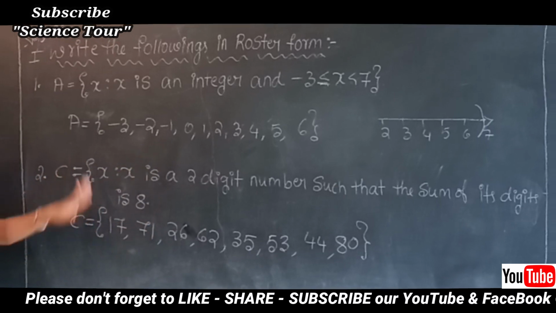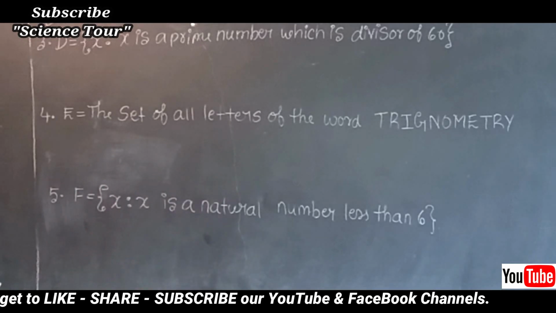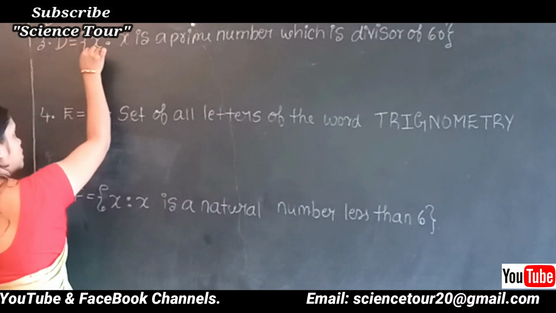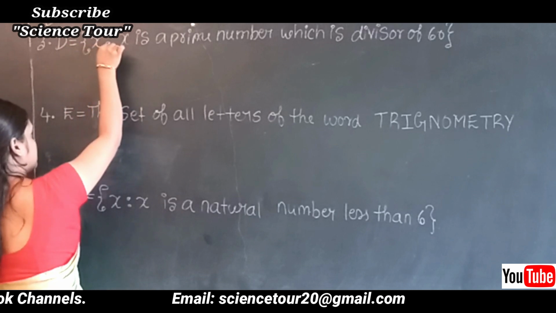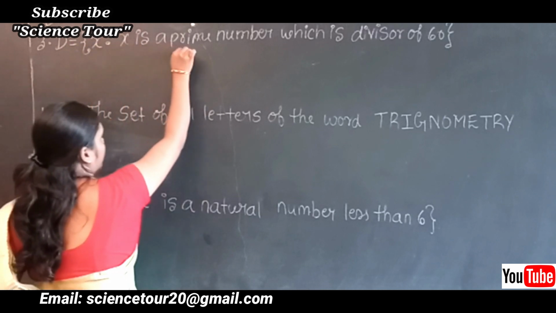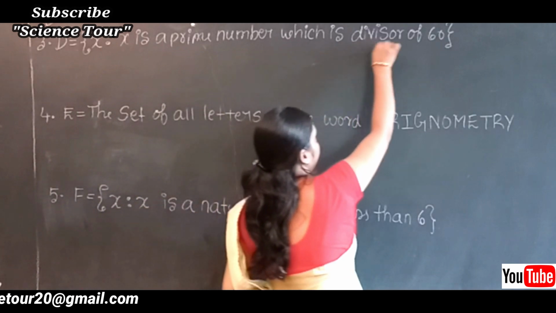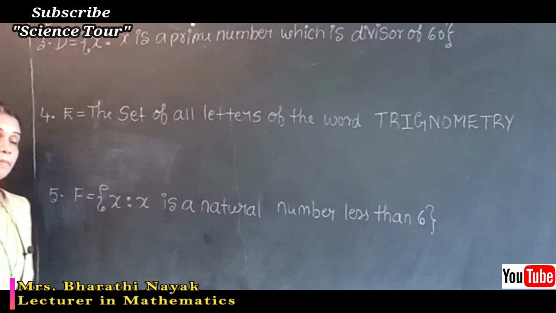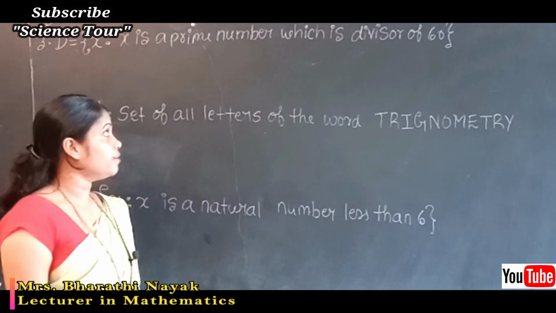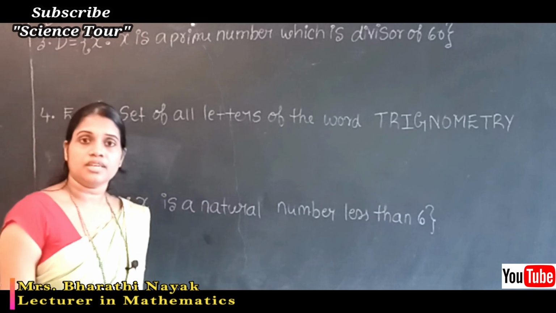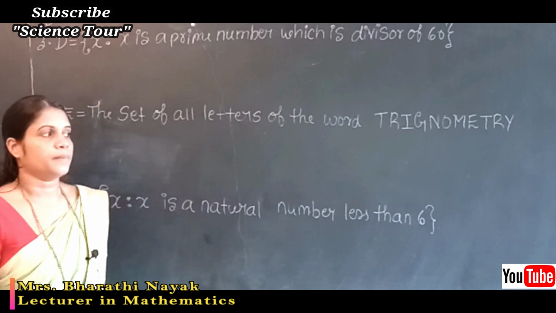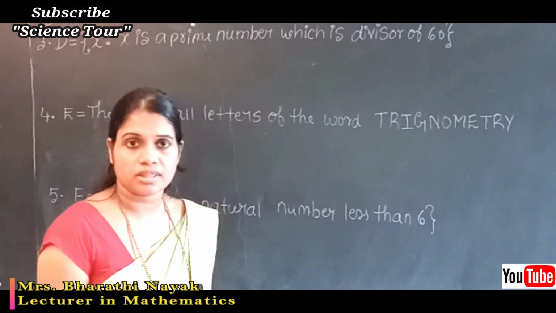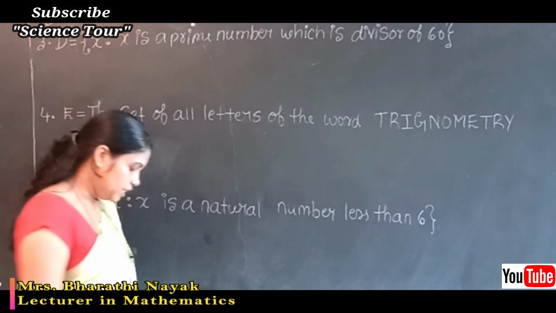So this is also important. The third problem I will consider: D is equal to the set containing x such that x is a prime number which is a divisor of 60. Now you have to choose prime numbers such that those prime numbers must be a divisor of 60. Students, in your 10th standard you have studied the prime factorization method, isn't it? I will repeat it once again.